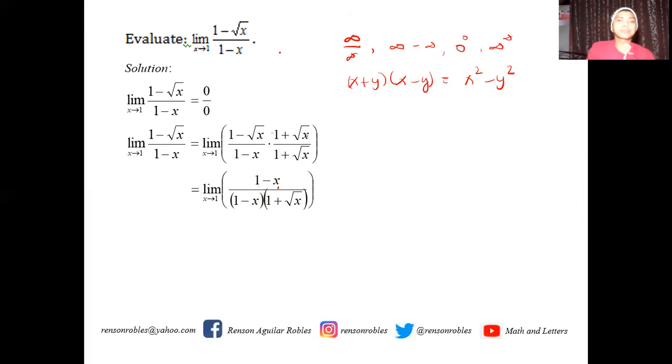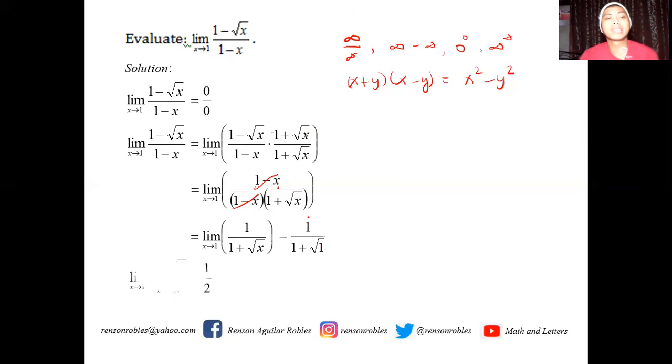All over, on the denominator, you just multiply these two. Okay, so we can now cancel this out. We can now remove 1 minus x. And that leads us to the limit of 1 all over 1 plus the square root of x as x approaches 1. And then we can now replace x by 1. And that is equal to 1 all over 1 plus the square root of 1. And finally, the limit of 1 minus square root of x all over 1 minus x as x approaches 1 is equal to 1 half.